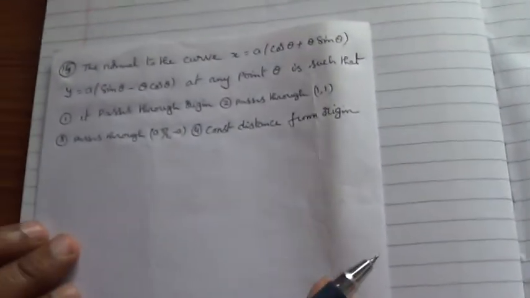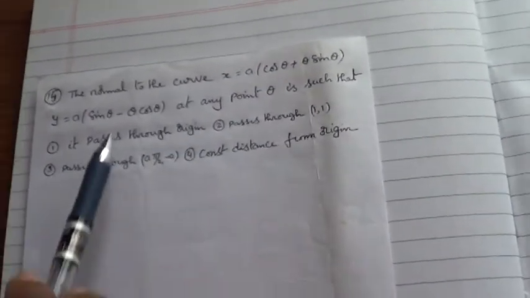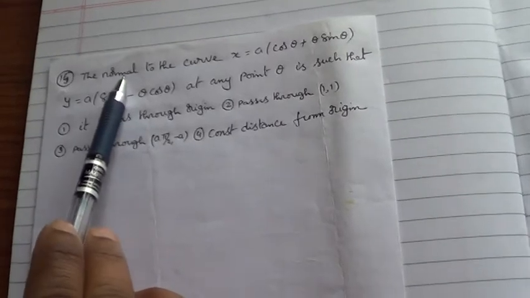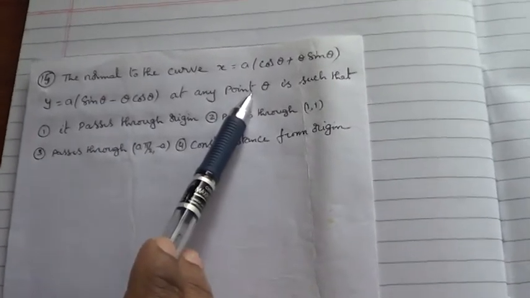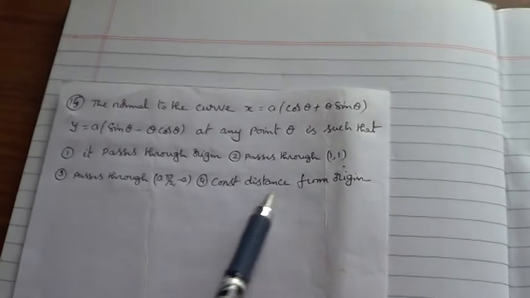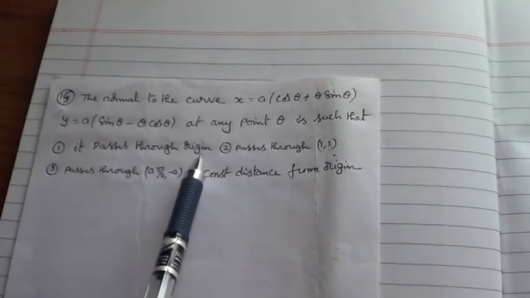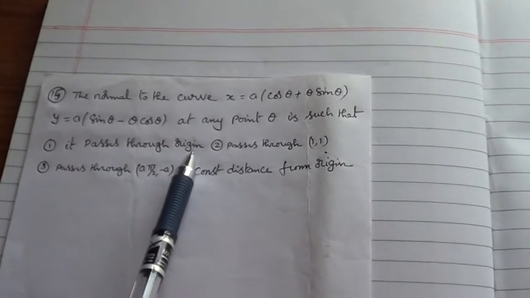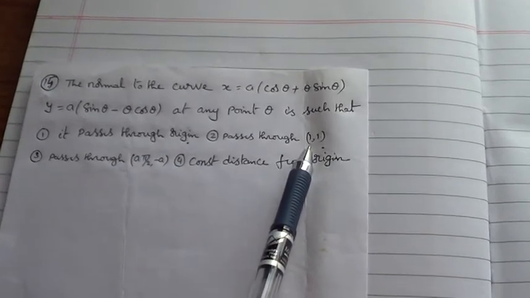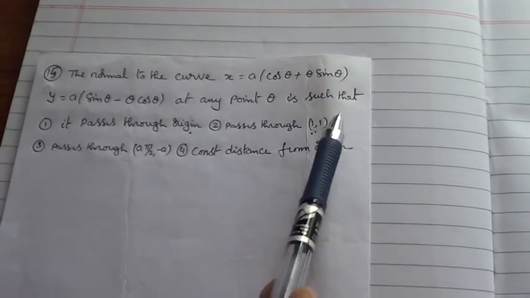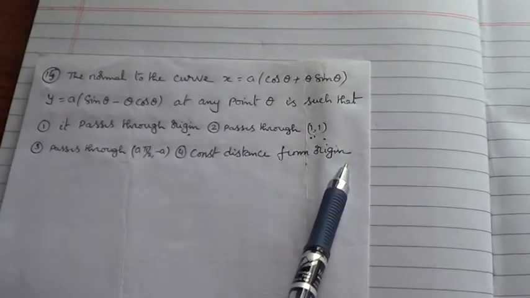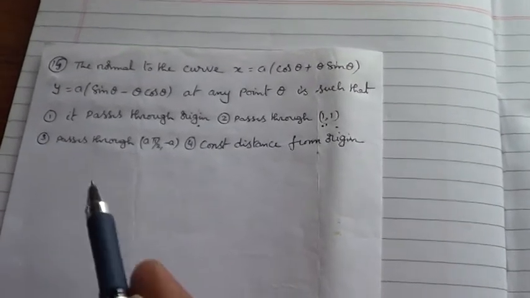So you can see this is question number 14. What is it asking? We have to find out the normal at any point theta. Options are given like this. Normal is passing through origin. If a constant is not there, it passes through origin. Passing through 1 comma 1? Substitute 1 comma 1, does it satisfy? Yes. Constant distance from origin. Let's see, first of all we require the equation of the normal.